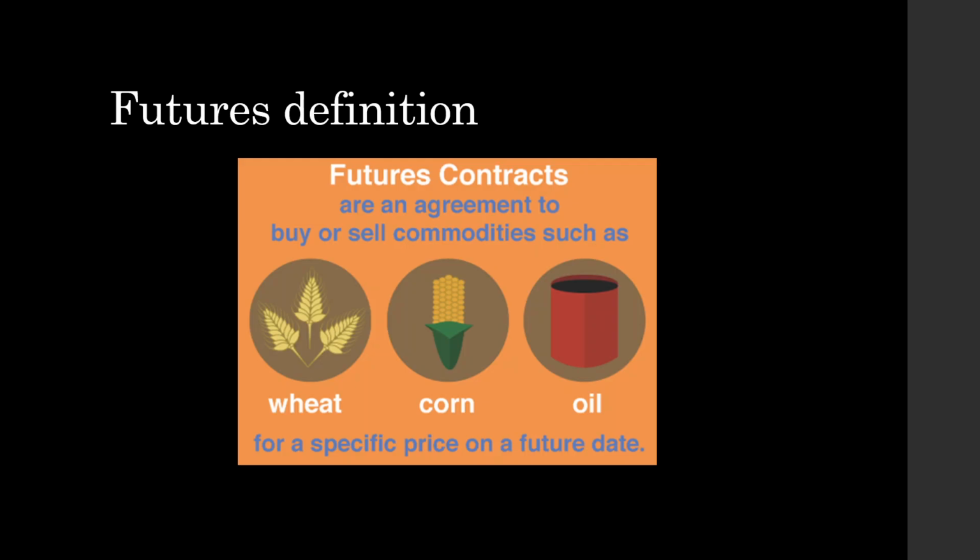Okay, so our first thing, as always, is our futures definition. As you can see with this graphic, a futures contract is just an agreement to buy or sell a commodity for a specific price at a future date. It makes the buyer or the seller buy or sell the asset at a set date and at a set time. And that's basically it. As I said before, it can work both ways. It can be a set price to buy something, or it can be a set price to sell something.